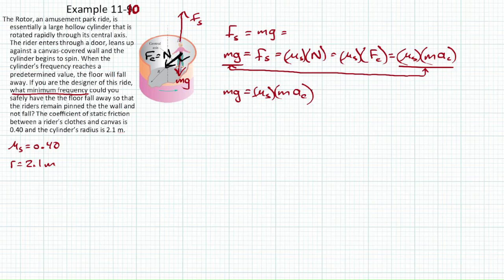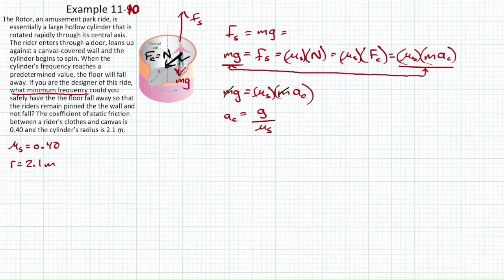What happens to the masses here? Well, they're going to cancel out, and we're going to have our centripetal acceleration is equal to gravity divided by coefficient of static friction. Because these masses cancel out, it doesn't matter what the mass of the person is.